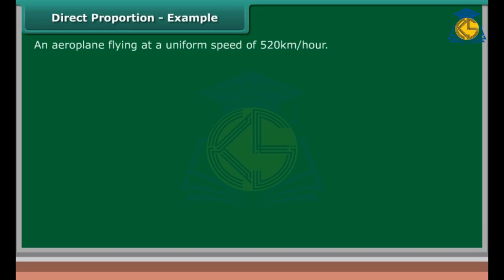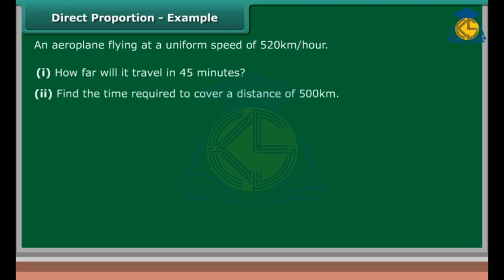Example. An airplane flying at a uniform speed of 520 km per hour. How far will it travel in 45 minutes? Also find the time required to cover a distance of 500 kilometers.